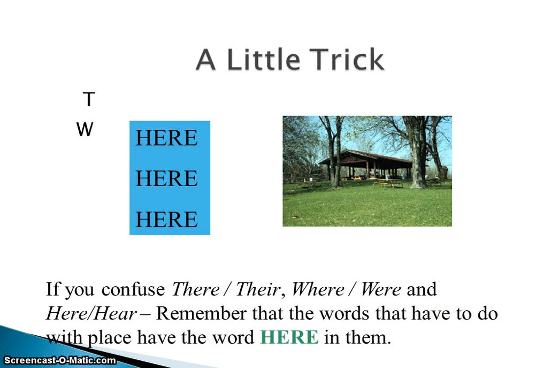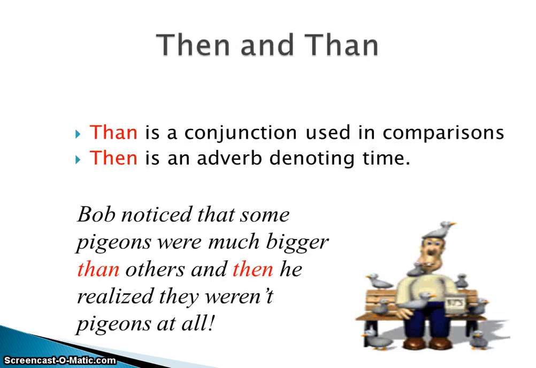Here's a little trick if you guys get confused. If you're confusing there and their, or where and were, or here and hear, remember that the words that have to do with place have the word H-E-R-E in them: here, where, there. They're all defining a place.